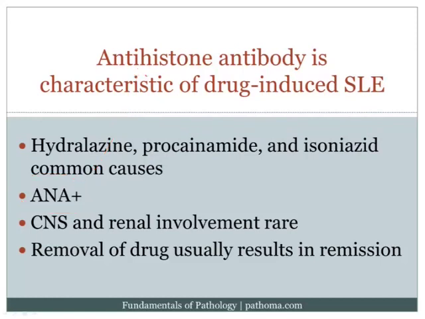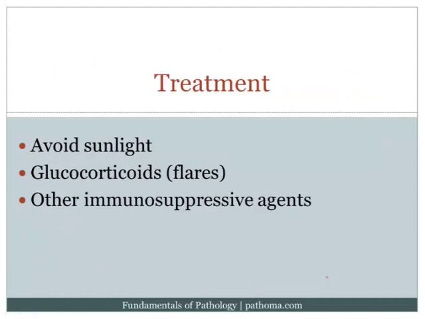Now, some other features of drug-induced lupus is that the patients will develop rash, serositis, and hematologic problems. However, CNS and renal involvement is rare with drug-induced lupus. And finally, the last point is that if you remove the drug, this will usually result in remission of the drug-induced lupus. Treatment for lupus is that patients should avoid sunlight. Again, the whole notion that sunlight is damaging DNA, resulting in apoptosis, resulting in antigen-antibody complexes. So one thing would be to avoid sunlight. If the patient undergoes a flare, we could give glucocorticoids.